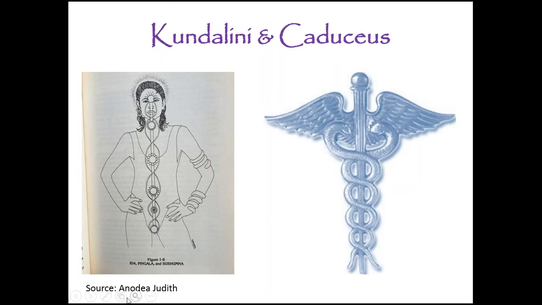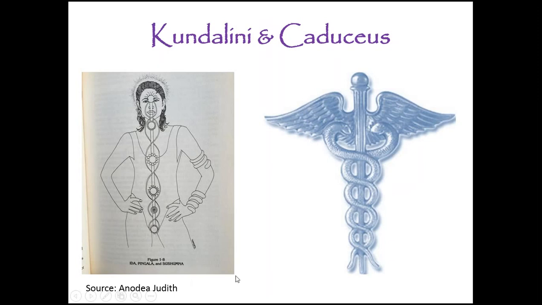Here's a picture from Anodea Judith's book, Wheels of Life. You see this straight line just going up from the base of the spine all the way up to the crown chakra. That's the Sushumna. And then you see this figure 8 energy going up on both sides. This is the Ida and Pingala energy currents.